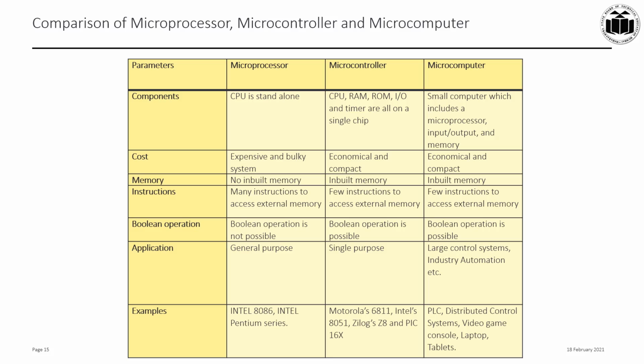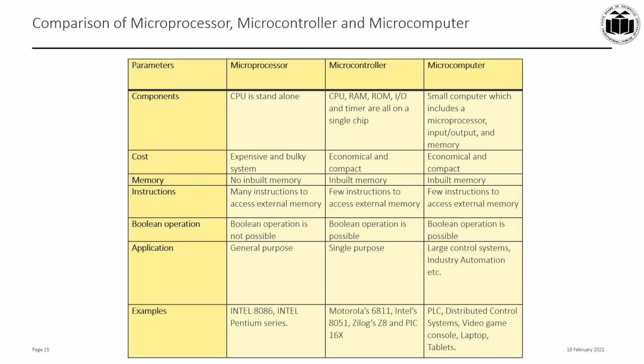Boolean processor is a feature which is available in microcontroller which directly supports bit manipulation. So Boolean operation is possible in microcontroller as well as in microcomputer, but it is not possible in case of microprocessor. Coming to the application, the microprocessor has a general purpose application. Microcontroller has a specific or a single purpose application, whereas in case of microcomputer, we can say large control systems and industry automation are a few of the examples or the applications of microcomputer.